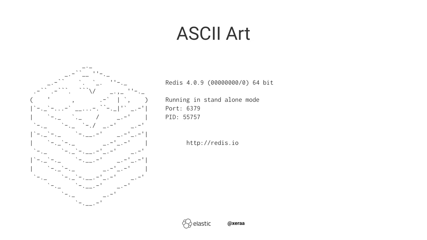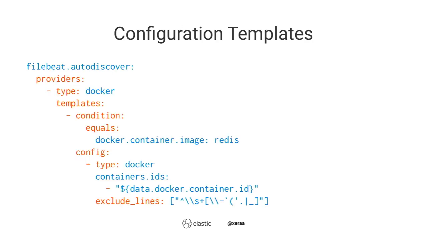Some applications try to be cute and have this ASCII art when they start up, like Redis. Is this very helpful for centralized logging? Not really, because you're not going to find anything in there. What you can do is define a template. Here, Docker container image, that's the Docker metadata that we're using again. You could define a configuration saying, if something is a Redis container, I know there will be this ASCII art, so just remove it. And the last line, the exclude lines, is the regular expression to filter out the ASCII art. So this is how you could get rid of that.